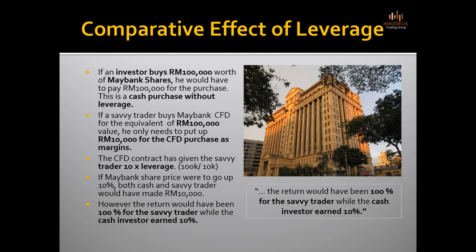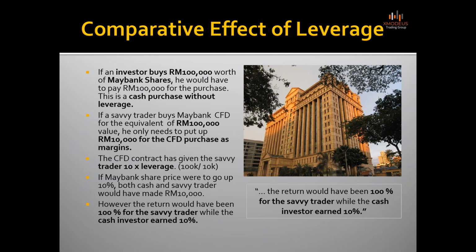So if Maybank shares were to go up by 10%, both of you have 100,000 ringgit worth of Maybank shares, right? One is in CFD and one is in cash. You bought cash. So if Maybank shares were to go up by 10%, both the cash buyer and the savvy trader would have made 10,000, right? 10% of 100,000 is 10,000.